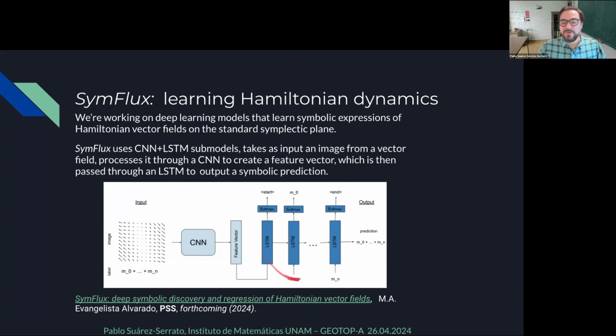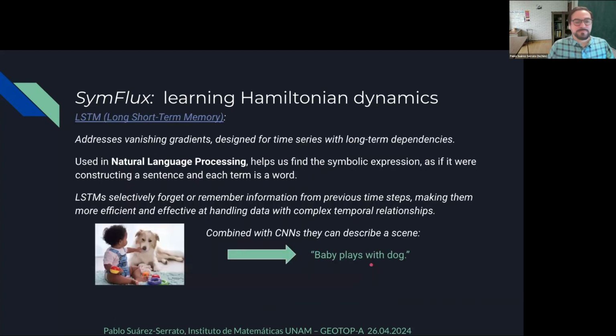And let me now briefly explain what an LSTM is. This was an architecture first developed to address the problem of vanishing gradients, and it was designed for time series, for long-term dependencies. This is used in natural language processing, and it helps find symbolic expressions. And for example, in combination with CNNs, they're able to describe a scene.